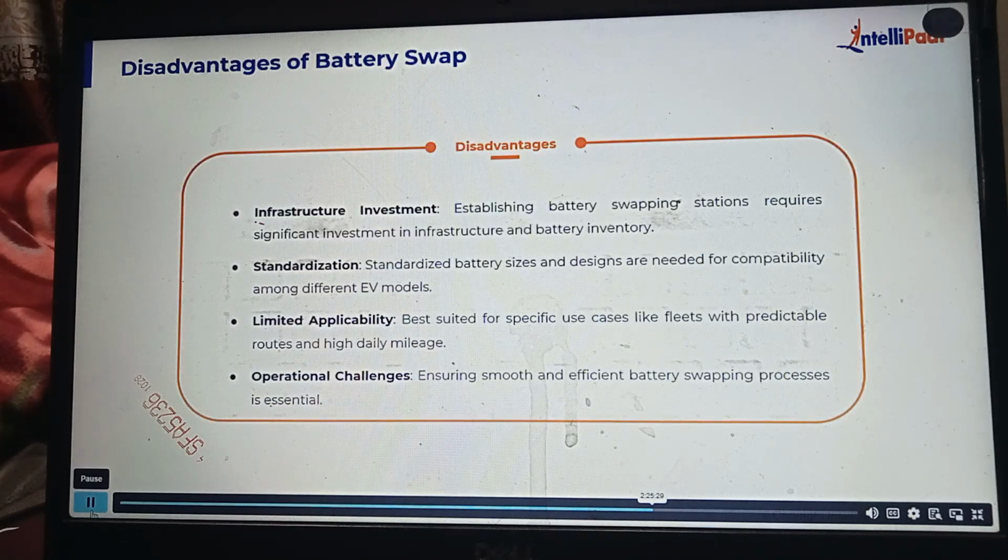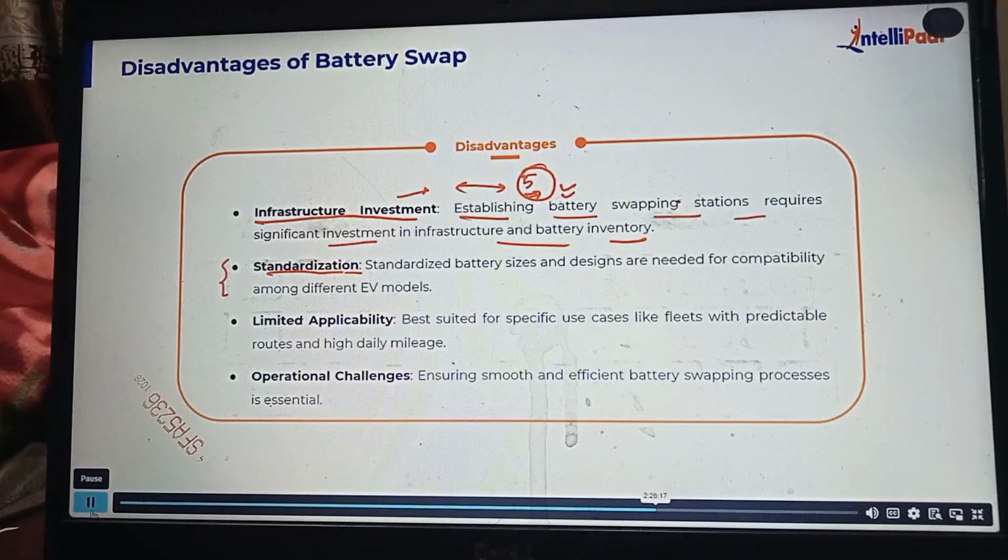Disadvantage: infrastructure investment, right? The battery has a fixed cycle, a fixed time period, whether you use it or not. Within 3 or 5 years, whatever the life of the battery, it would be discharged. So we have to take care of this kind of infrastructure and invest more in it. Establishing battery swapping stations requires significant investment in infrastructure and battery inventories. Standardization: we need to develop some standardization for battery swapping. Till now, there is no standard, right?